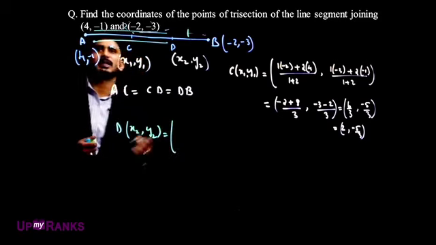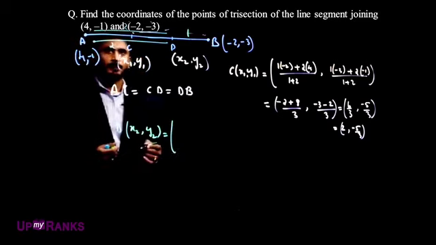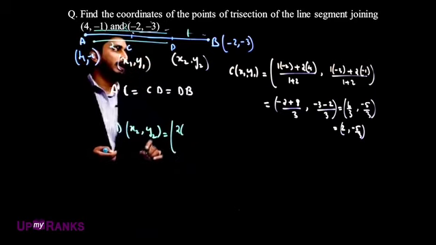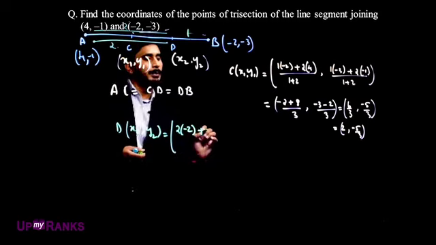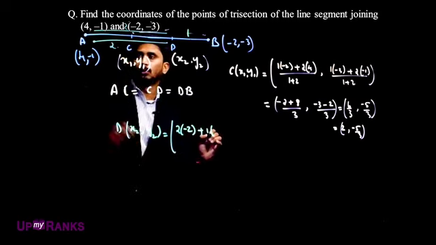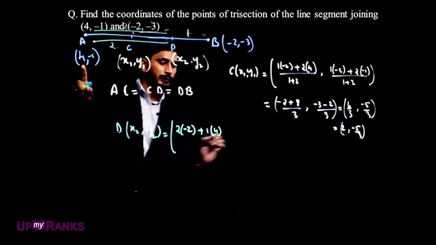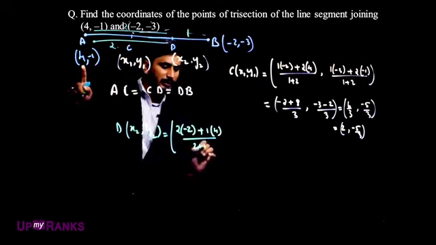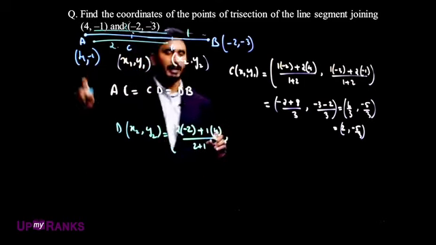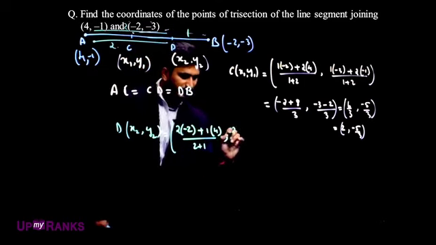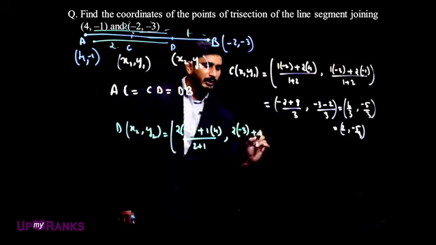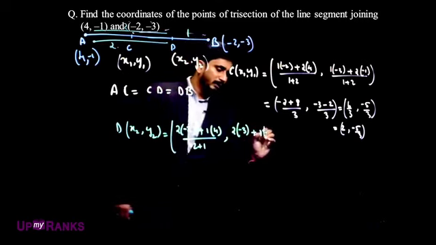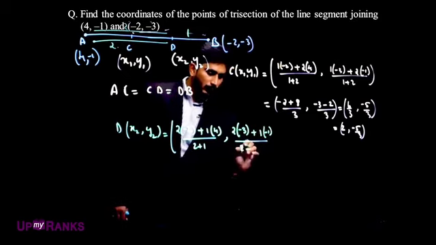So I will use again the section formula: m1, which is 2, into x2, which is -2, plus m2, which is 1, into x1, which is 4, divided by m1 plus m2, 2 plus 1. Then m1, which is 2, into y2, which is -3, plus m2, which is 1, into y1, which is -1, divided by 2 plus 1.